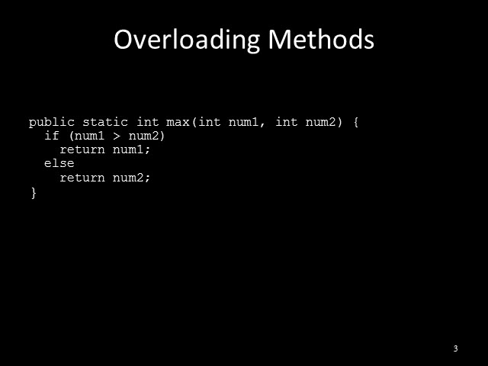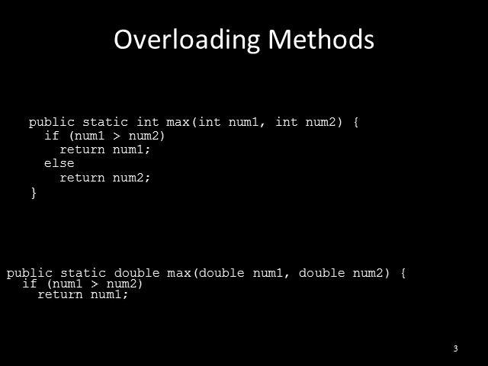If you remember, the max method in the last lecture looked something like this. Its signature returns an integer, and it's expecting two integers as its formal parameters. Now, take a look at this second max method. The body is the same as the first. The only thing that differs is the signature. Both of these methods can exist in the same class.